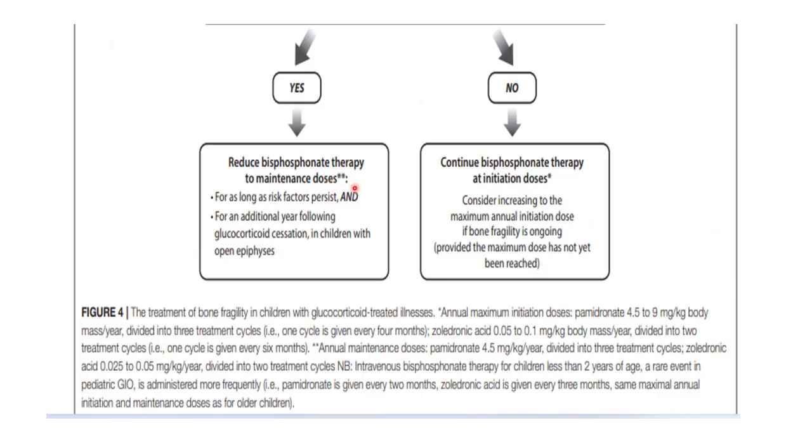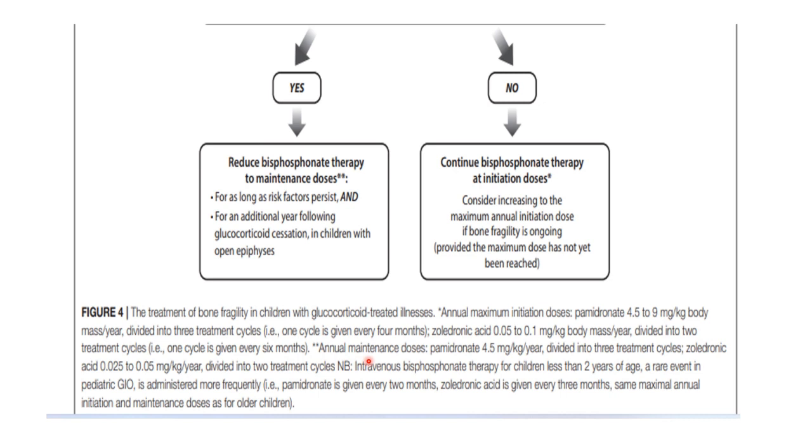Reduce the bisphosphonate therapy to maintenance dose for as long as risk factors persist for an additional year following glucocorticoid cessation in children with open epiphysis. Continue bisphosphonate therapy at initiation doses. Consider increasing to the maximal annual initiation dose if bone fragility is ongoing, provided the maximum dose has not yet been reached. So these are the doses of pamidronate and zoledronic acid divided into 2 treatment cycles.